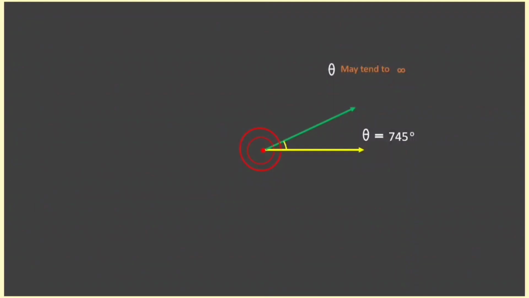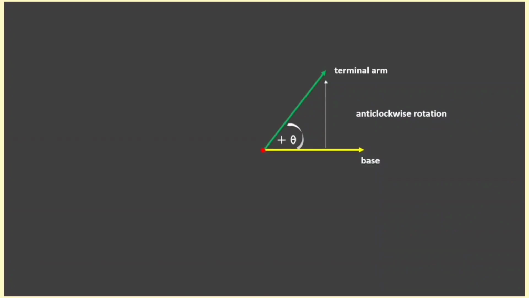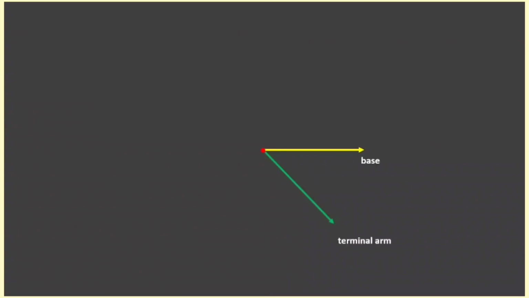But theta has signs. What does it mean? It means that when the terminal arm rotates in the anti-clockwise direction, then the angle that is made is called a positive angle. Then theta is considered positive. But when the terminal arm rotates in the clockwise direction, then the angle that is made is considered negative. Then theta is negative.